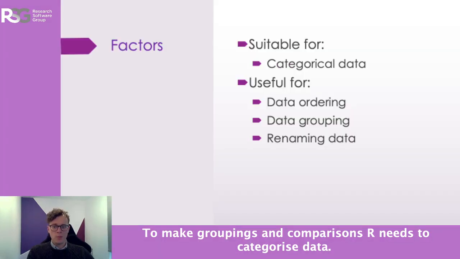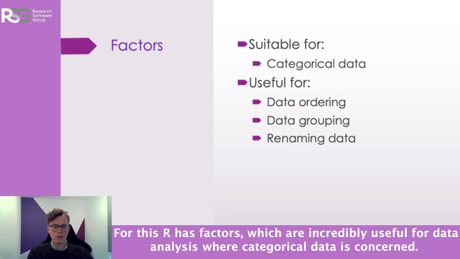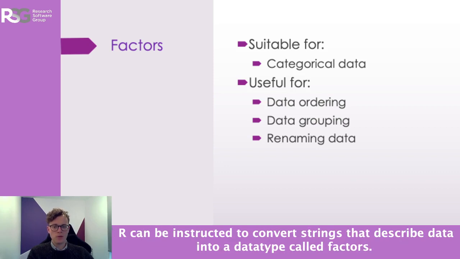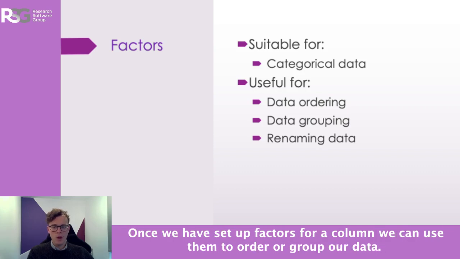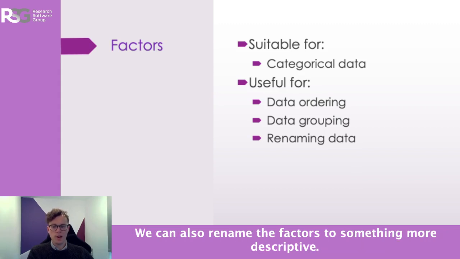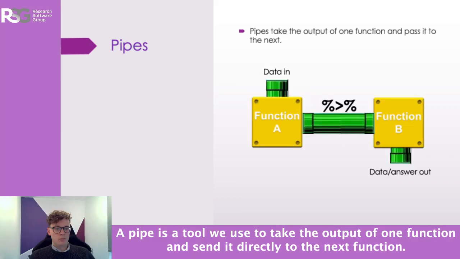To make groupings and comparisons, R needs to categorize data. For this, R has factors, which are incredibly useful for data analysis where categorical data is concerned. R can be instructed to convert strings that describe data into a data type called factors. A column with data type factor can only contain elements that are one of the named factors. Once we have set up factors for a column, we can use them to order or group our data. We can also rename the factors to something more descriptive.